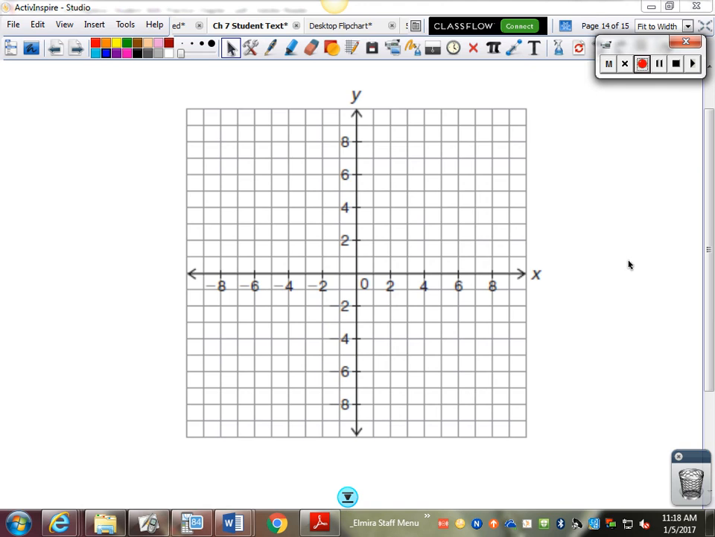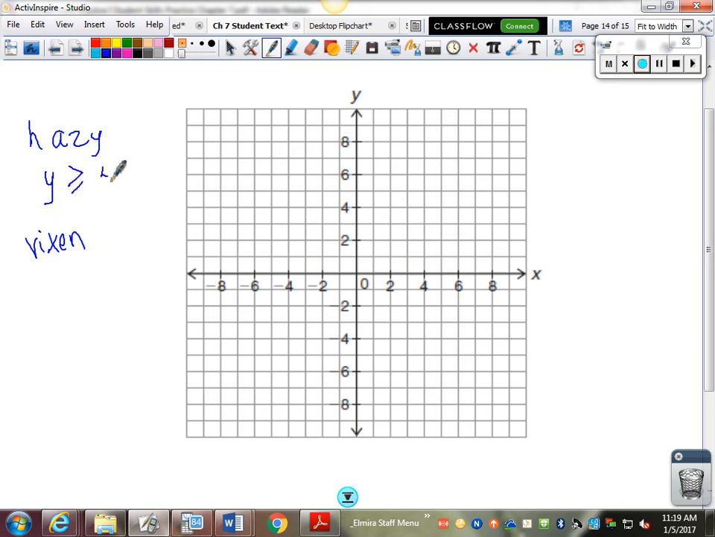The last thing I want to make sure we talk about, and this is killing me, is hazy vixen. Okay? If I see something that says y is greater than or equal to 4, how do you graph that? Well, that's where hazy vixen is like a silly memory trick to help you remember that y equals a number means that you have a horizontal line with 0 slope.